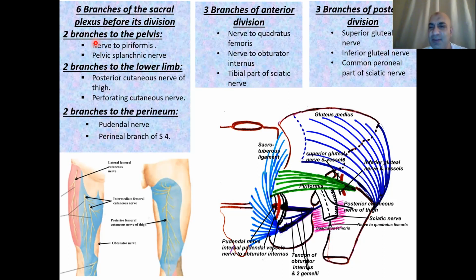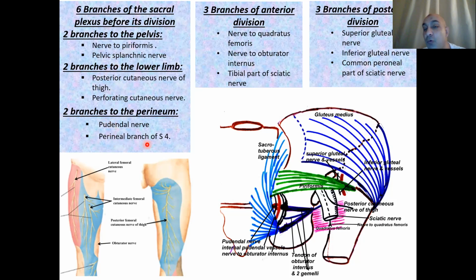2 branches for the pelvis: the nerve to piriformis and the pelvic splanchnic nerve. The pelvic splanchnic nerve is the important parasympathetic supply. So, piriformis and pelvic splanchnic nerve. 2 branches for the lower limb, and both of them are cutaneous: the posterior cutaneous nerve of the thigh and the perforating cutaneous branches. And the 2 branches to the perineum, the region corresponding to the outlet of the pelvis: the pudendal and the perineal branch of S4.